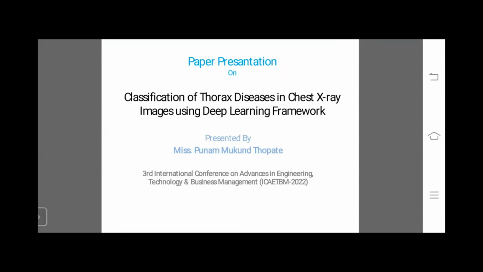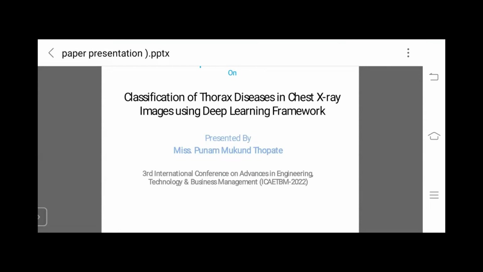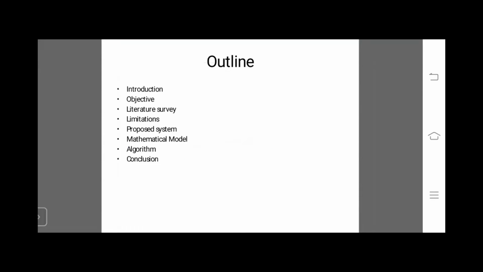And my topic name is the classification of thorax disease in chest X-ray images using deep learning framework. So, here is the outline: introduction, objective, literature survey, limitations, proposed system, mathematical model, algorithm, and conclusion.